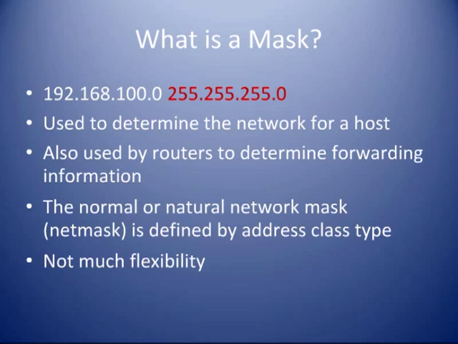Now, the example on this slide that I have here is for what we call a Class C network, and I'll touch on those a little bit later on, but this is also what we call the normal or natural net mask for this particular network. If they're default masks, they can be easily identified because they have lots of 255s in them and lots of zeros. The trouble with the normal or natural masks, as we'll see here in a minute, is that there just isn't a whole lot of flexibility to them.